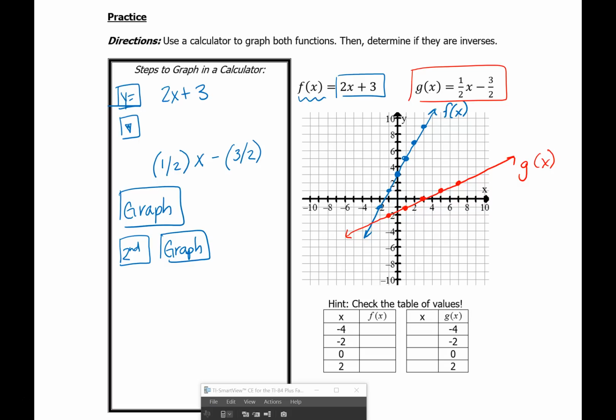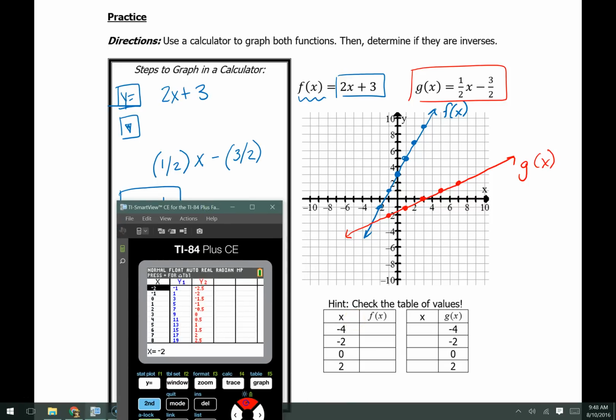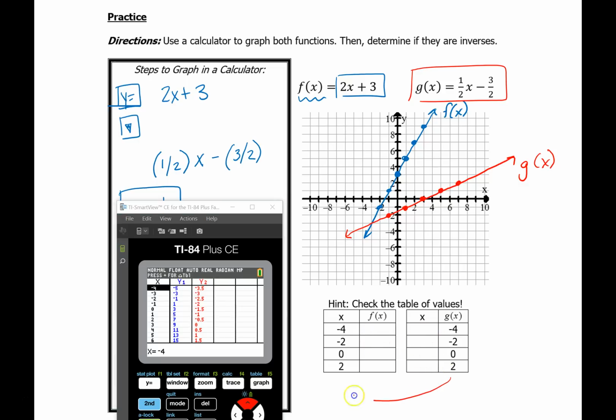Alright, and now I want to determine if they're inverses. The table is going to help me with that determination. So when I look at my table, remember you're looking for the values to flip-flop, meaning if I look at these values to start with, I want them to flip my output values to be my input values here, because then those match back to the beginning. So at -4, my original function, the blue one, was at -5, at -2 it was -1, at 0 it was 3, and at 2 it was 7.